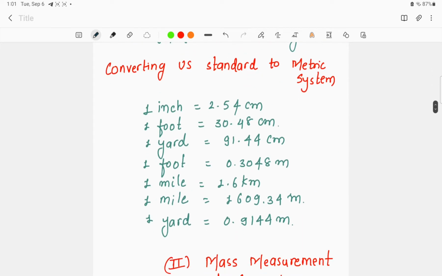Similarly, if we go for converting the US standard system to the metric system, this is also something that can be asked in the examination, but very rarely. So again, you have to screenshot this and go through it once.